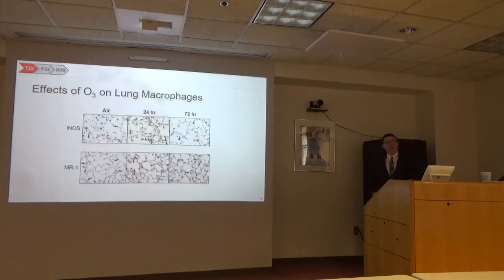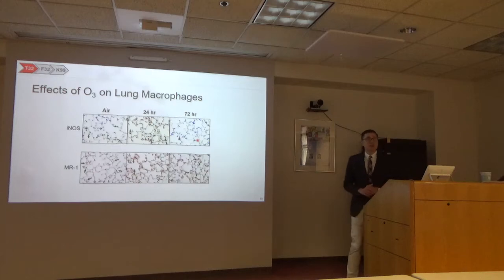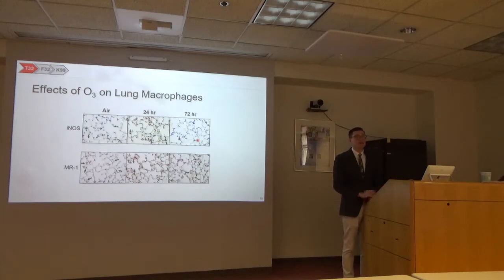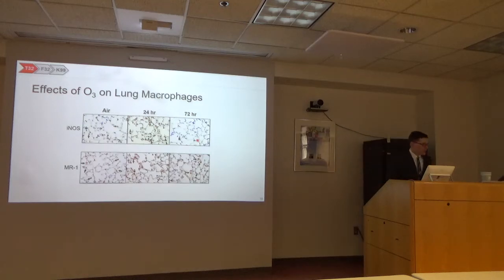We can also look at whether or not these cells are activated using immunohistochemistry. Again, an antibody-based approach to both localize and semi-quantify the degree of expression of either a pro-inflammatory or an anti-inflammatory macrophage marker in lung tissue sections. Here we have lung tissue sections taken from air controls and 24 and 72 hours after exposure to ozone. On the top, we're looking at expression of inducible nitric oxide synthase, or iNOS. This would be an M1 pro-inflammatory marker.